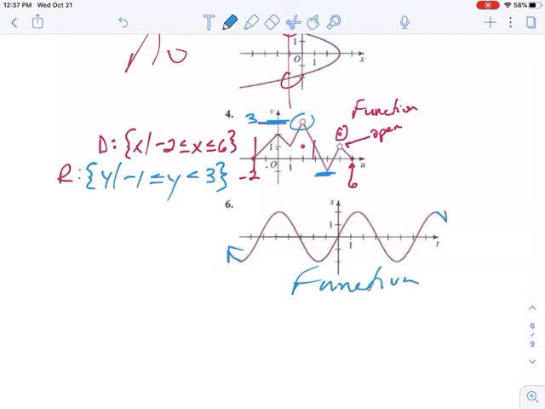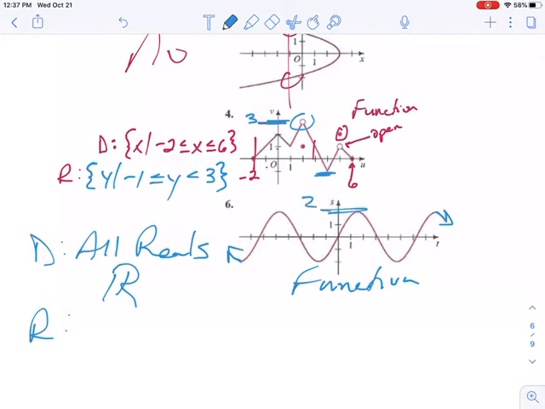All right. It is continuing, so the domain is all reals. Range. Run out of space here. Range is, well, looks like we top out here at about 2, and we bottom out here at -2. So I would say the set of all y such that -2 is less than or equal to y, less than or equal to 2.